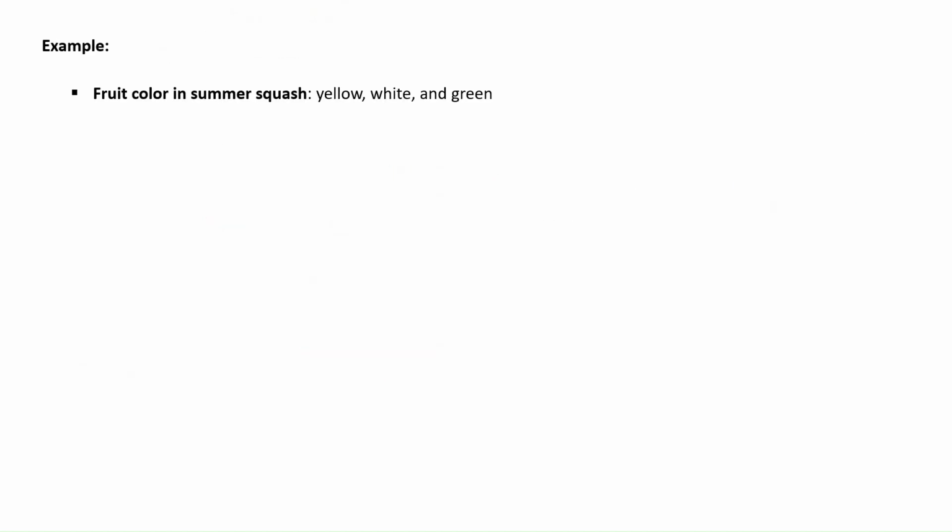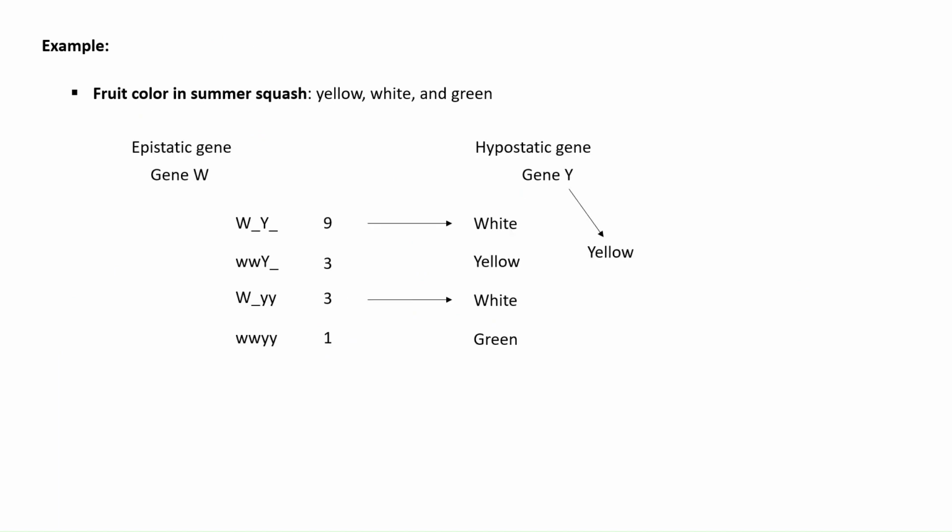Now, an example of this is fruit color in summer squash. It has 3 colors: yellow, white and green. Here the epistatic gene is W and the hypostatic gene is Y, which is responsible for yellow color. So here also, these are the genotypes with the ratio 9:3:3:1, which will change here because the dominant epistatic gene is present. This one where the dominant epistatic gene is present became white, and this became white. Why? Because it is yellow. So here it is yellow color, and because here both the genes are in recessive state, the phenotype is green.